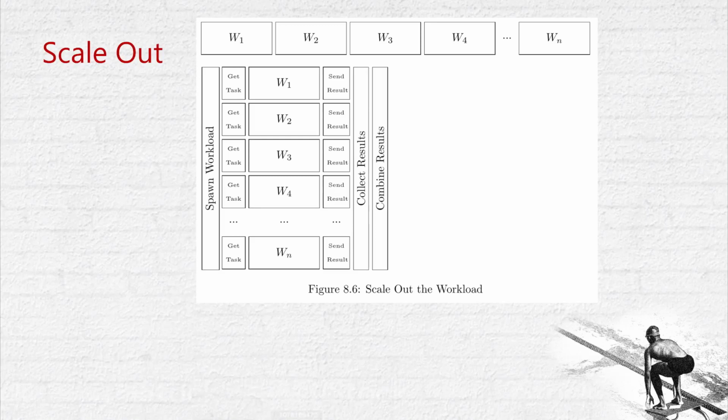With scale out, if the tasks depend on each other, it gets really bad, because then all the machines constantly have to talk to each other and the scale gets really bad.